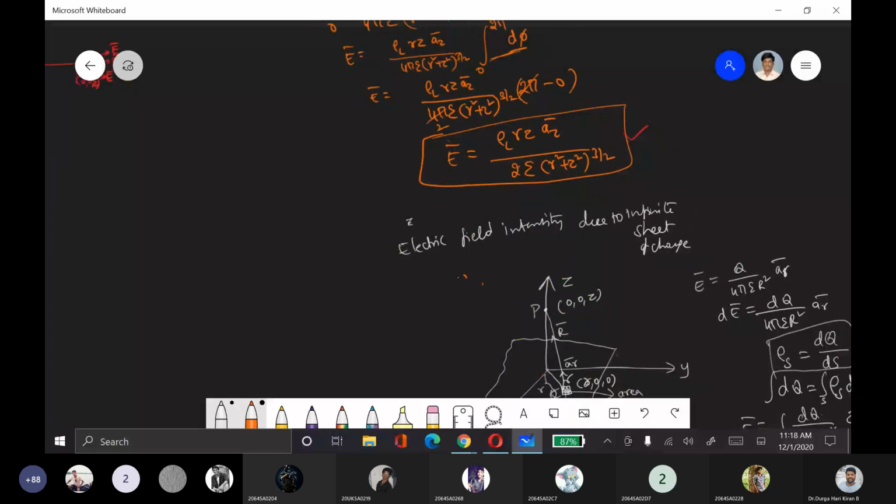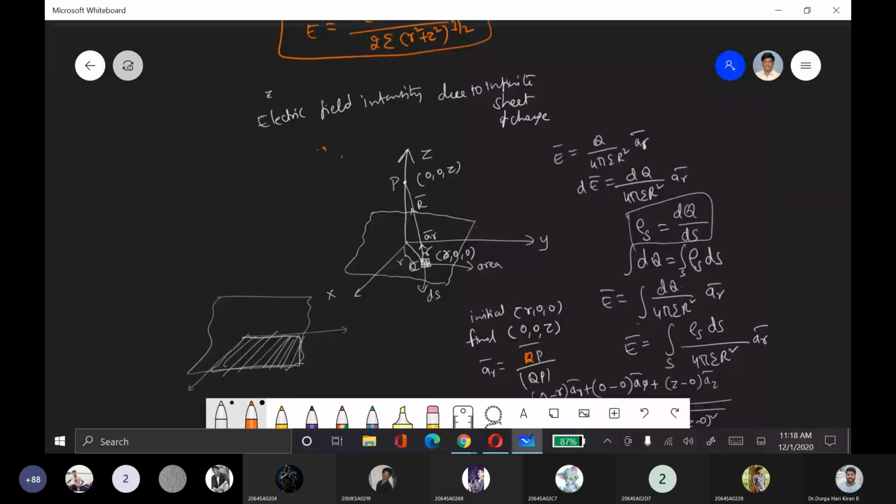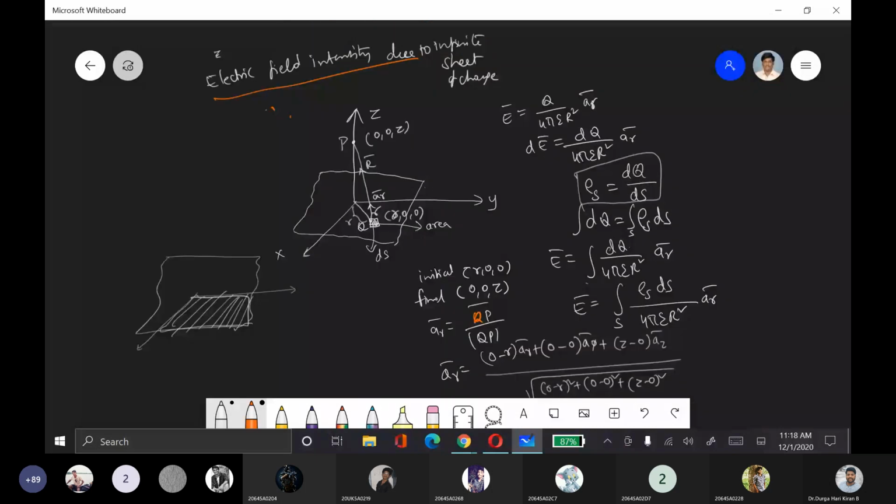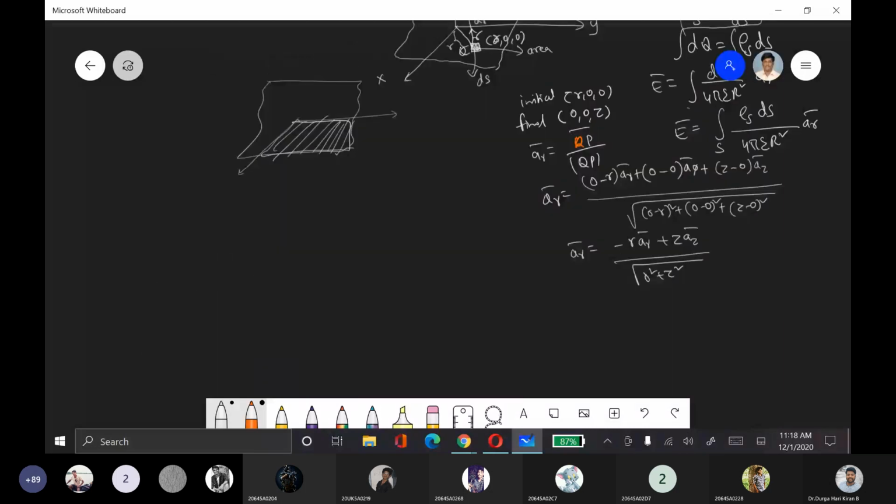And we also went through the electric field intensity due to an infinite sheet of charge. I considered the infinite sheet of charge in the XY plane, and a small part is cut in that. So let me draw it again. We have considered a sheet of charge like this.